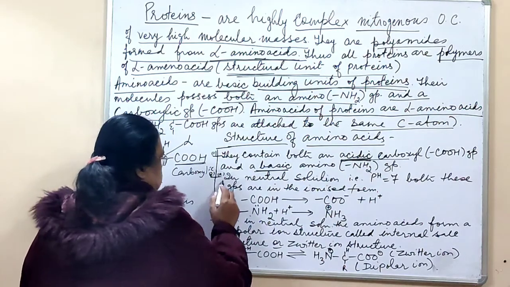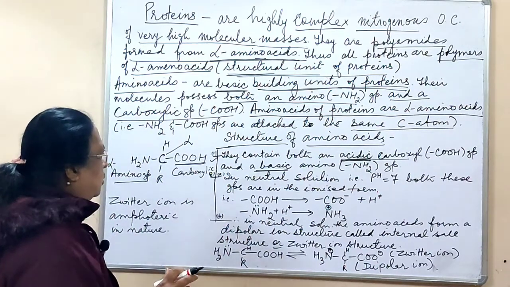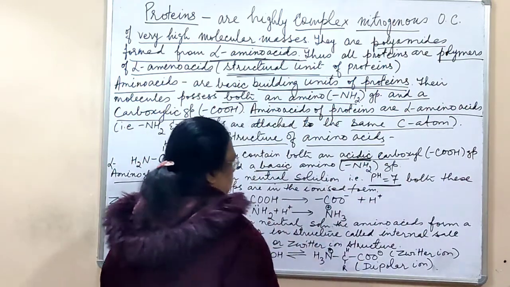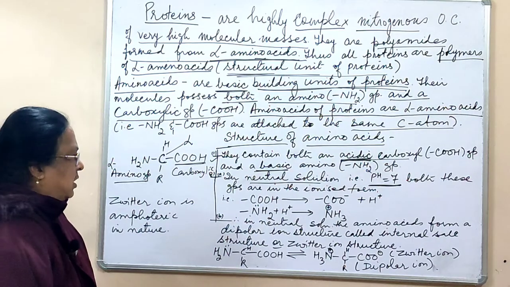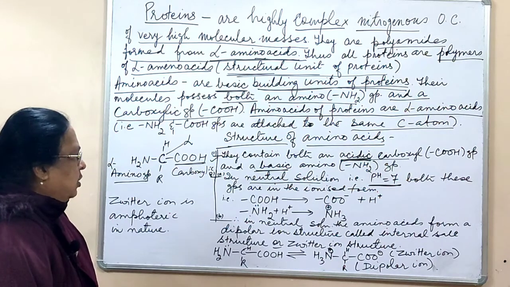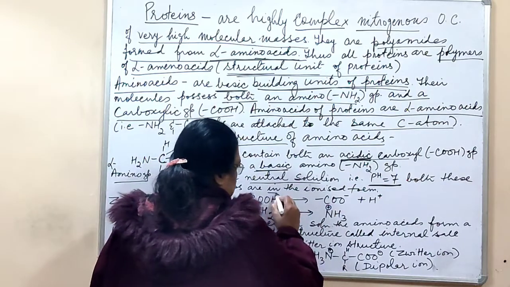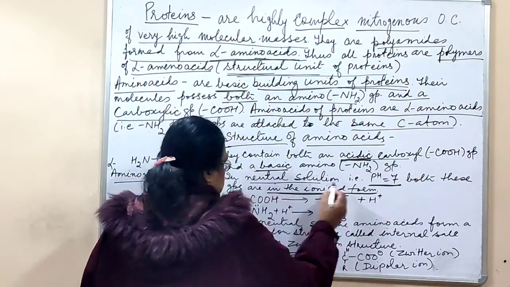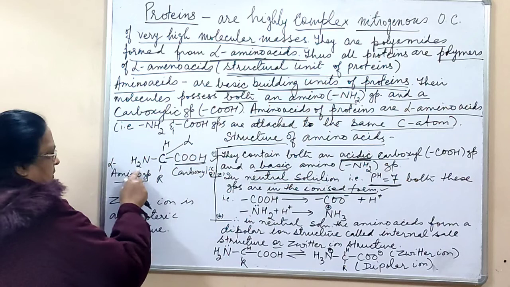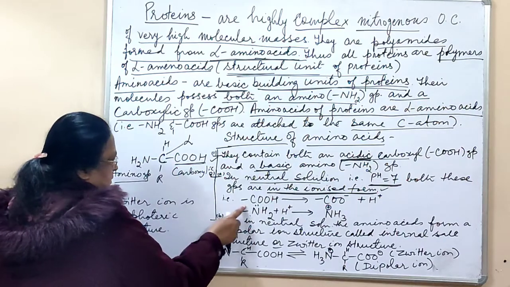Then the second point. All these points are very important. Questions are set from this only. In neutral solution, meaning when pH is 7, you know this is the pH of water, when the solution is neither acidic nor basic, both these groups are in the ionized form. Very important. At pH 7, they don't exist in the molecular form. This exists in the ionic form, and this also in the ionic form. So you can see the ionic form of this.